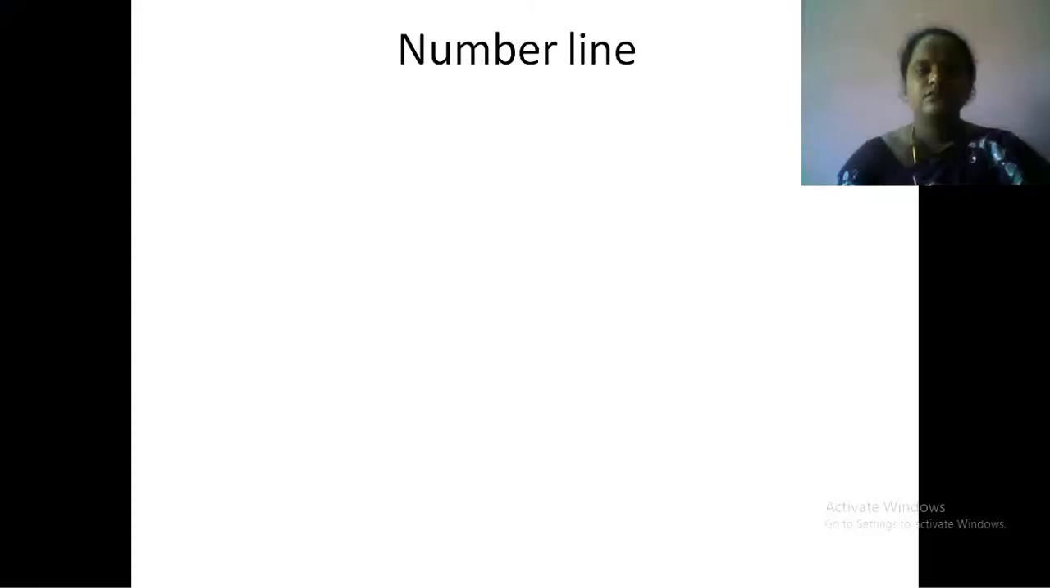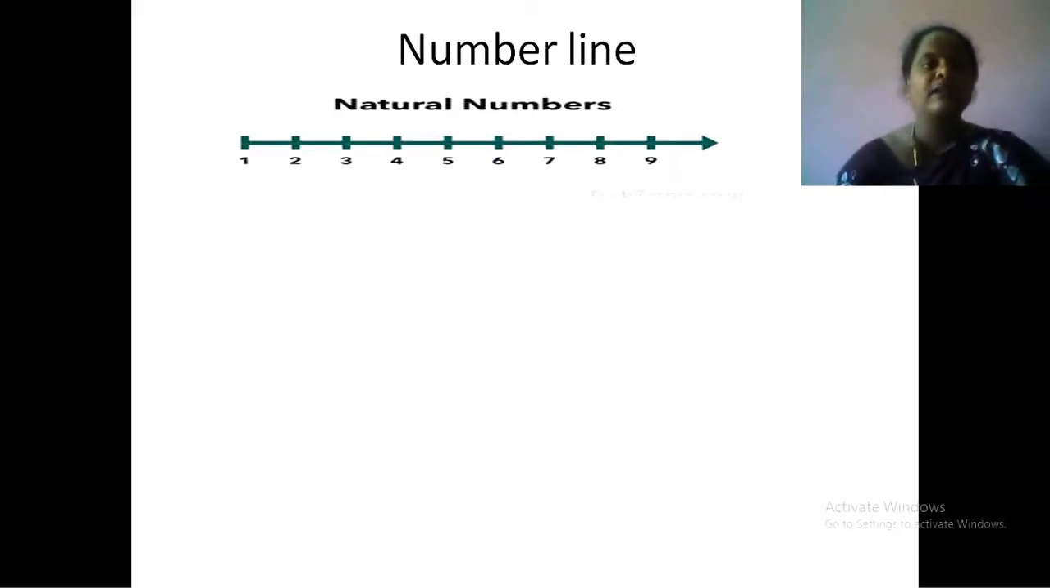So children, in the last video we saw different types of numbers such as natural, whole, integers and real numbers. Today let us see how to represent those numbers on the number line. For example, if we take natural numbers on the number line, those will be like this. So 1 is the initial point. When 1 is added to 1, we get 2. 2 is the successor of 1, whereas 1 is called the predecessor of 2.